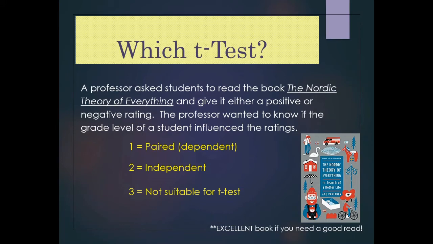Okay, a professor asked students to read the book The Nordic Theory of Everything and give it either a positive or a negative rating. The professor wanted to know if the grade level of a student influenced the ratings. So would this be a paired or dependent t-test? Would this be an independent t-test? Or is this not suitable for t-tests?